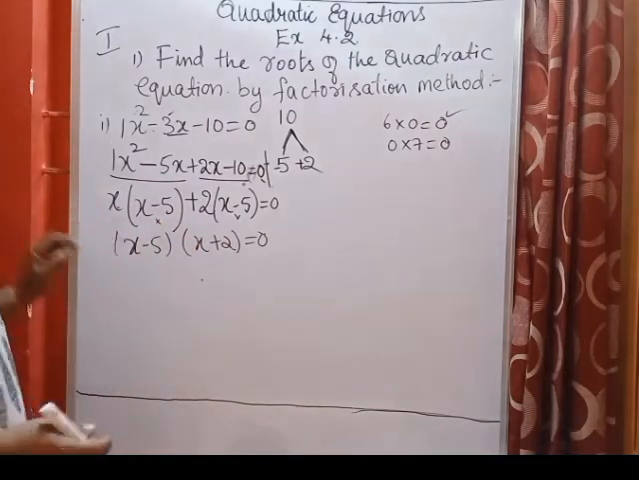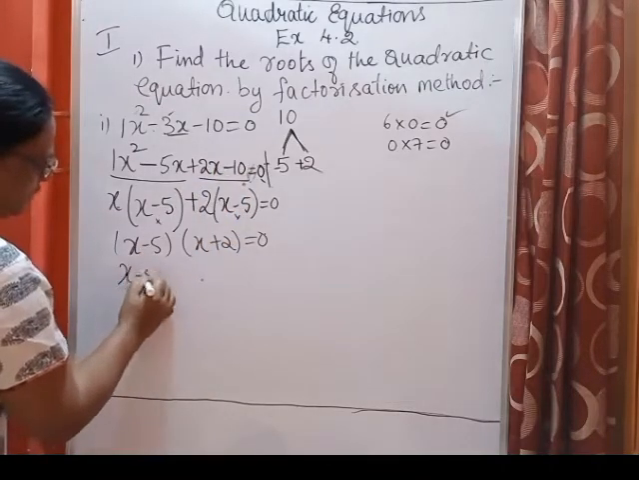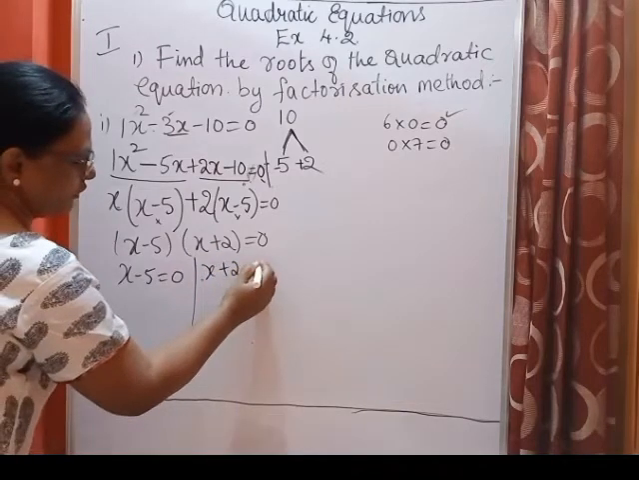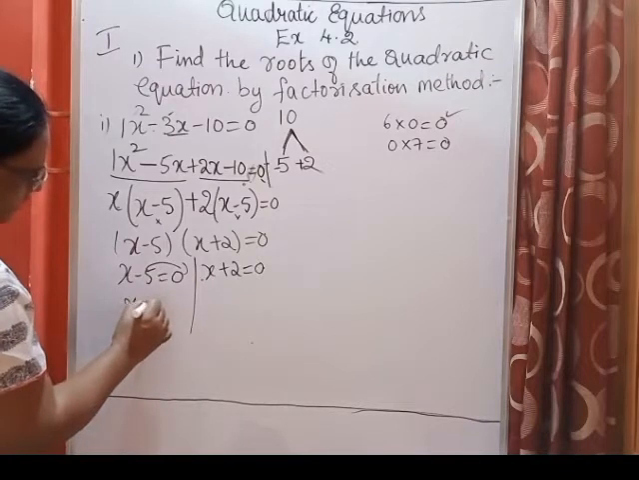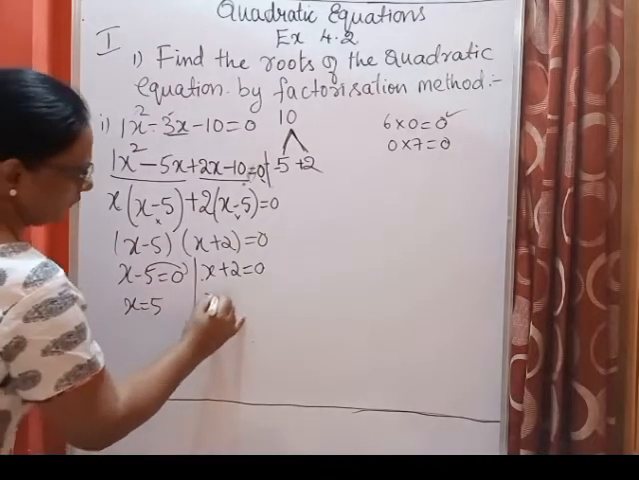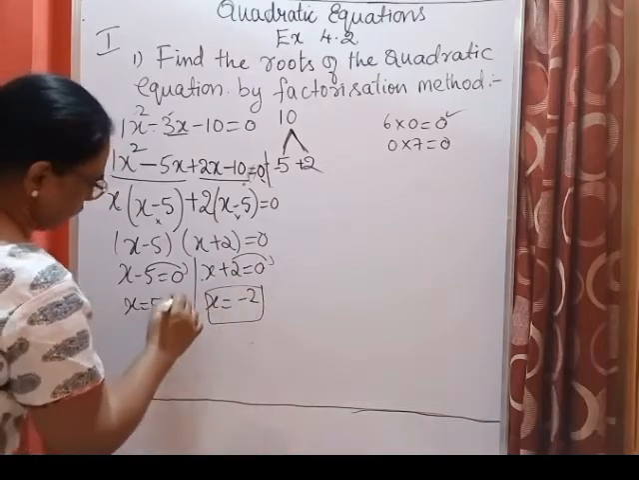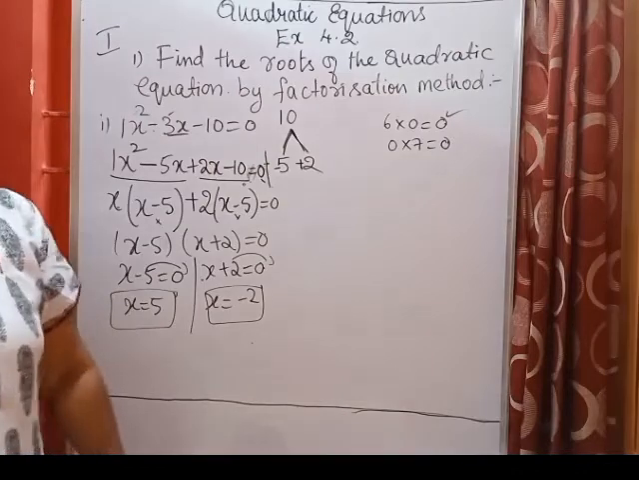So what I am going to do now is equate both the factors to 0. x minus 5 is equal to 0, x plus 2 is equal to 0. Now shift the number here: x is equal to 5. x is equal to, shift 2 here, that becomes minus 2. So the roots are x equal to 5 and minus 2.